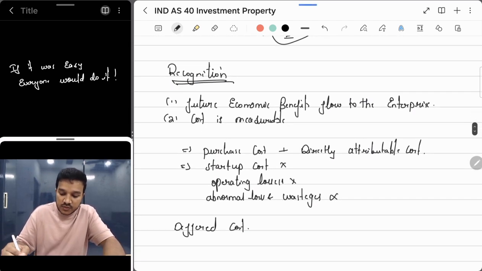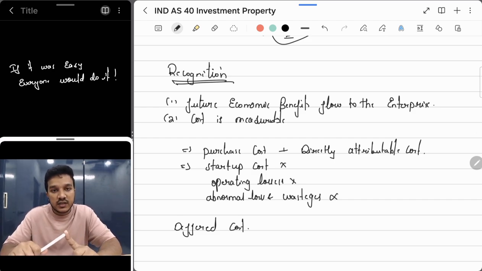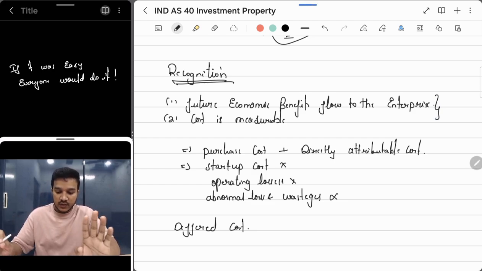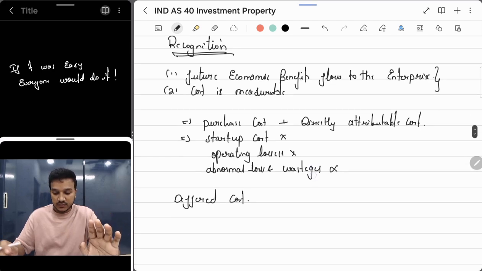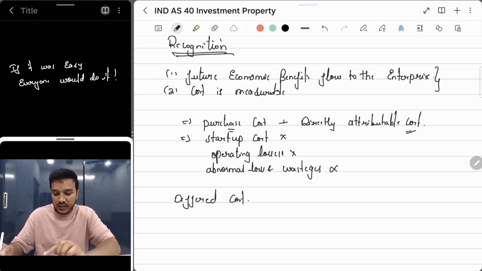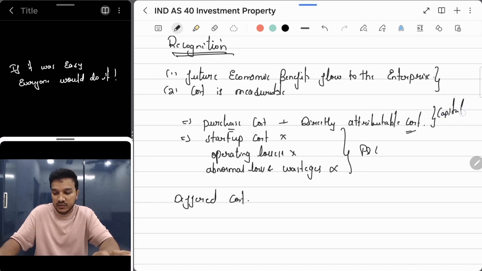When do you recognize an investment property? Simple, boss. First thing is that when the economic benefits flow to the enterprise and when you are reliably able to measure the cost. In these two cases, you will recognize the investment property. तो अभी cost में क्या क्या जुड़ते हैं, purchase cost जुड़ते हैं and then any other cost which is directly attributable to purchase it. So this is easy, when you do the questions, you can do it. But यहाँ पे थोड़े expenses which you should not capitalize, all this will go under P&L. This will be capitalized. Okay, that's the difference.